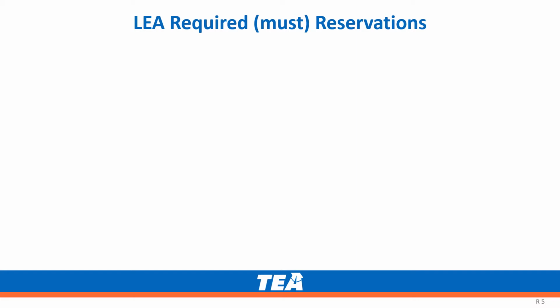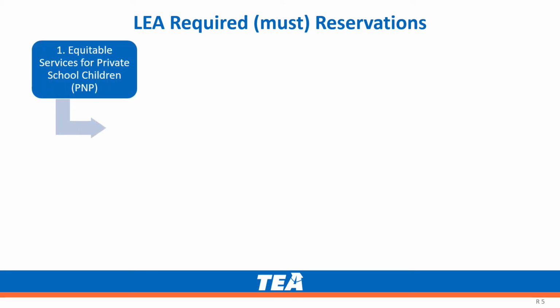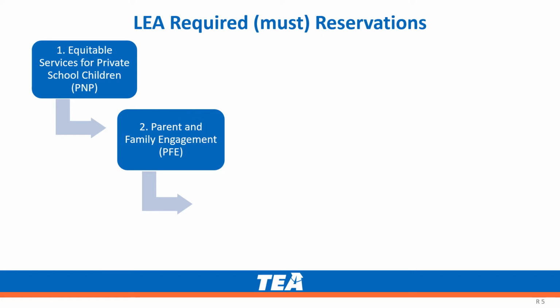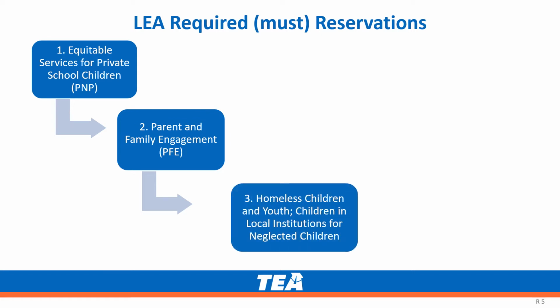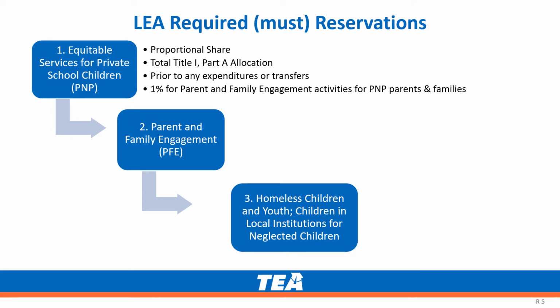The ESSA statute requires LEAs to reserve funds for three purposes, which include the Equitable Services for Private School Children Reservation, Parent and Family Engagement Reservation, and Homeless Children and Youth and Children in Local Institutions for Neglected Children Reservations. An LEA that receives Title I funds must reserve a proportional share of those funds to provide equitable services to eligible children who attend a private school.